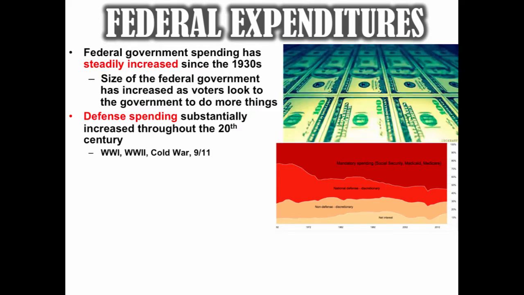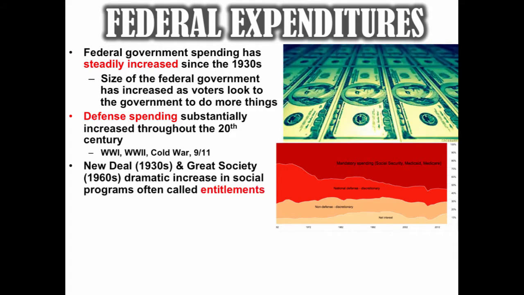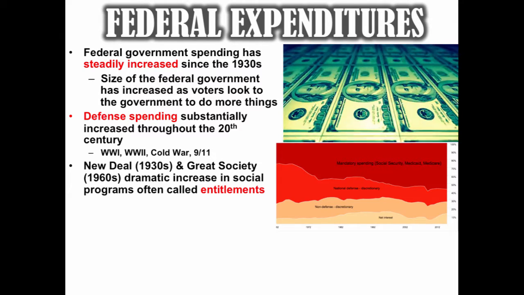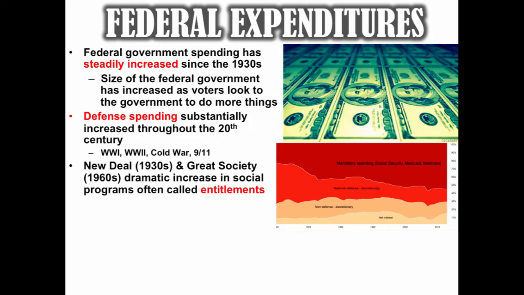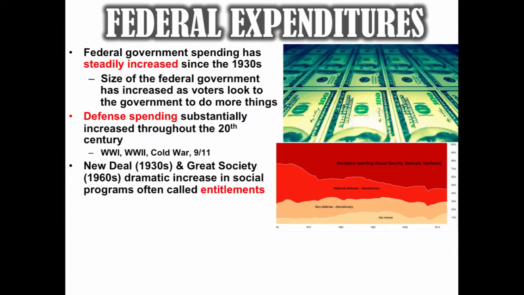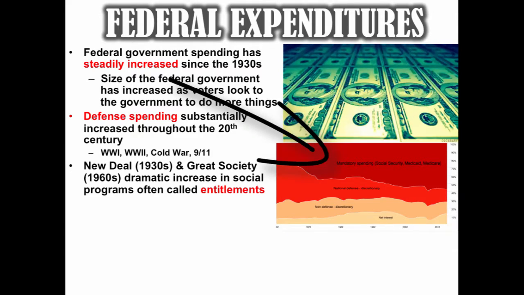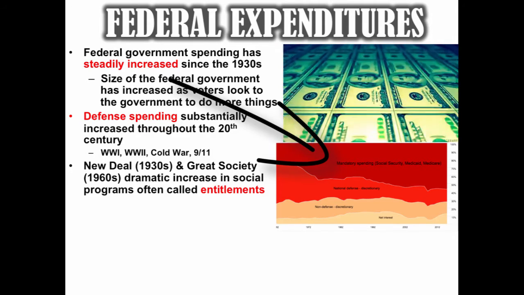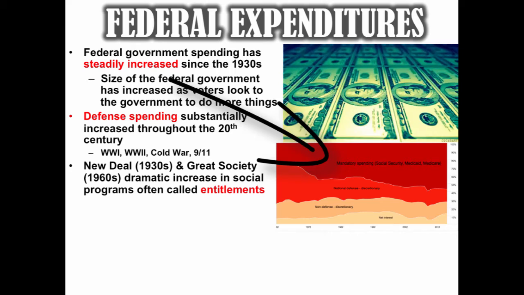But nonetheless, another source of increased government spending is the result of the New Deal in the 1930s and the Great Society in the 60s that led to a dramatic increase in social programs, often called entitlements. And these entitlement programs are programs designed to provide benefits to people based upon a criteria set up by a law.